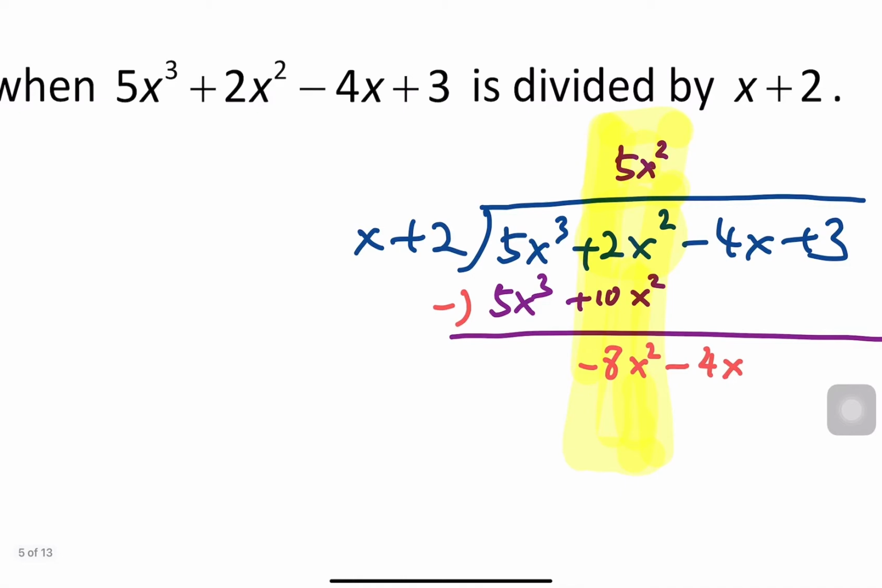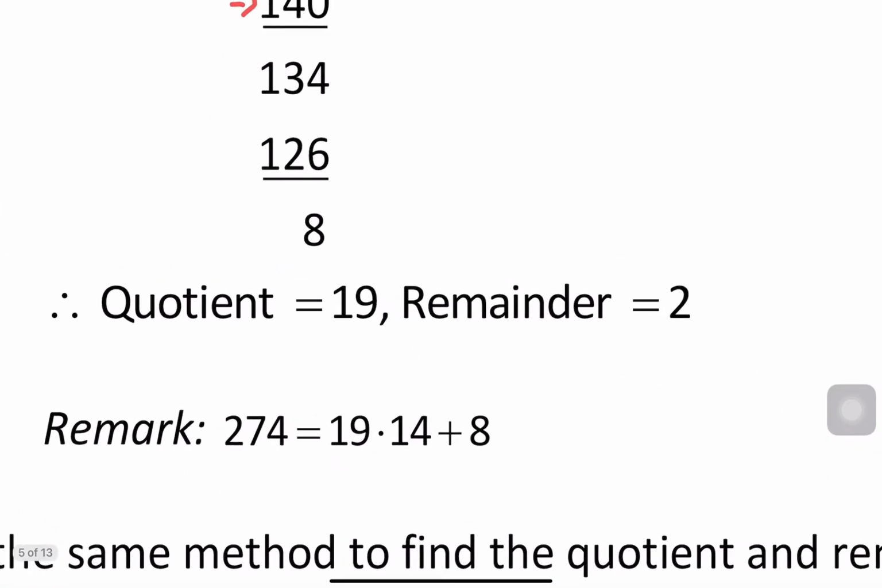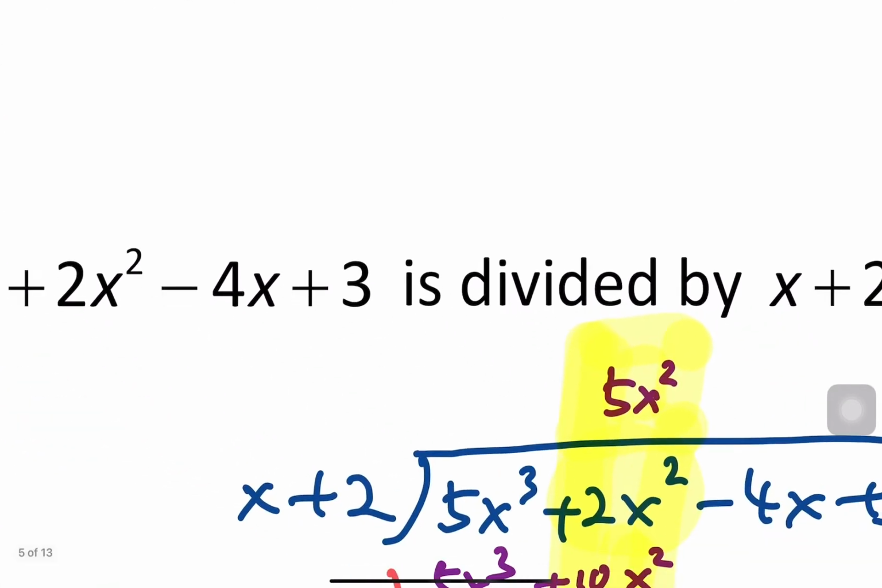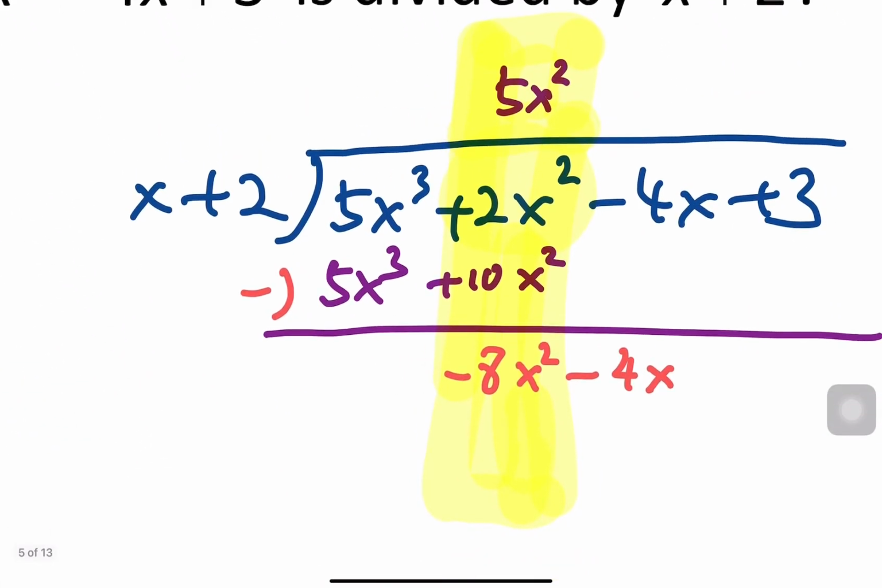Why? Because in the number, I know we cannot stop here because the number is greater than the divisor. How about polynomial? How can we determine? We'll consider the degree. The divisor is degree 1 because this is x to the power 1. And now this term is degree 2. So we cannot stop here. We need to find the term whose degree is less than 1. That means degree 0. So continue.